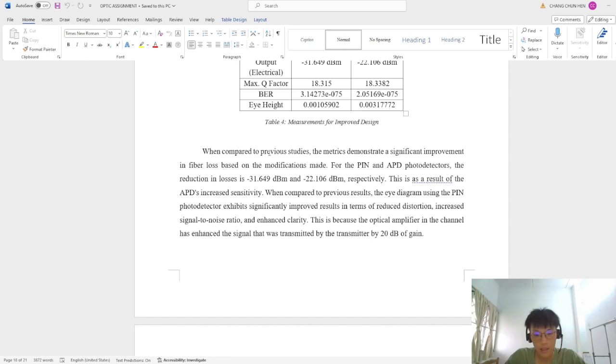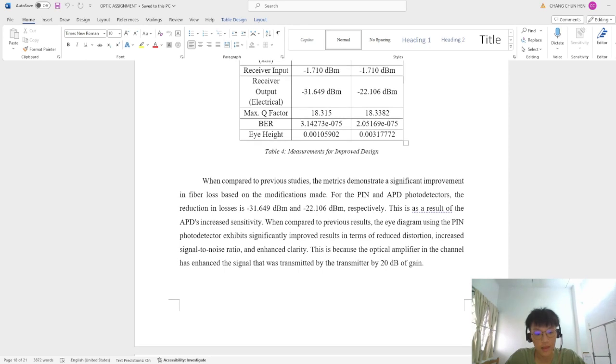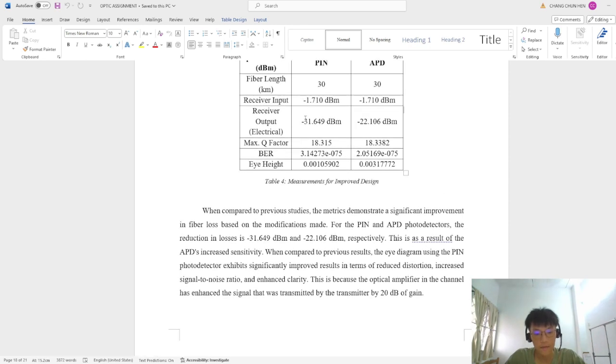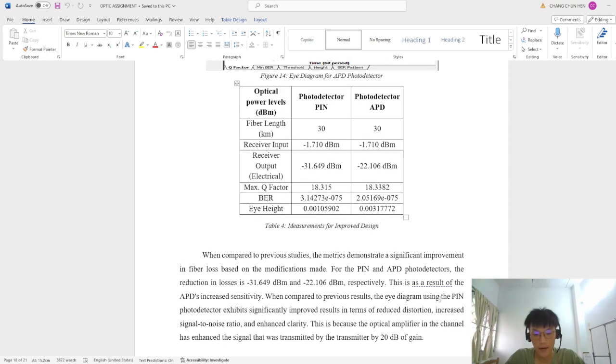When compared to the previous study, there is an improvement in fiber losses based on the modification that we made. For the two photo detectors, the reduction is negative 31.649 dBm and negative 22.106 dBm respectively. This is because the APD has increased sensitivity. When comparing to the previous study, the eye diagram using the PIN photo detector shows significantly improved results in terms of reduced distortion, increased signal to noise ratio, and enhanced clarity. It is because the optical amplifier in the channel has enhanced the signal transmitted by the transmitter by 20 dB of gain. So that's all from me today, and thank you very much.